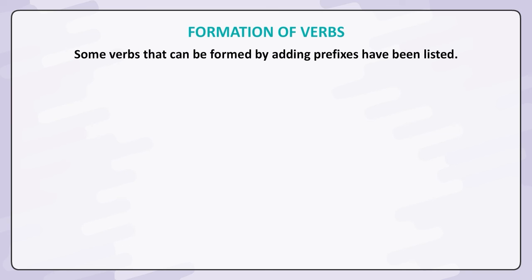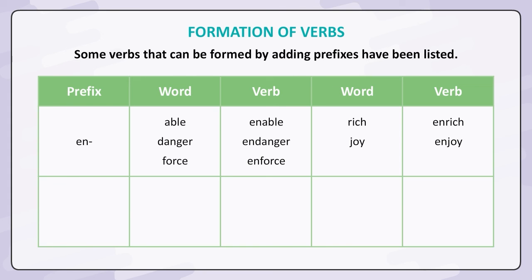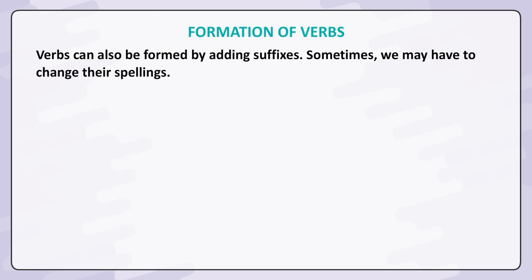Some verbs that can be formed by adding prefixes have been listed: prefix, word, verb. En: able, enable; rich, enrich; danger, endanger; joy, enjoy; force, enforce. Be: friend, befriend; fool, befool; head, behead; little, belittle. Verbs can also be formed by adding suffixes.